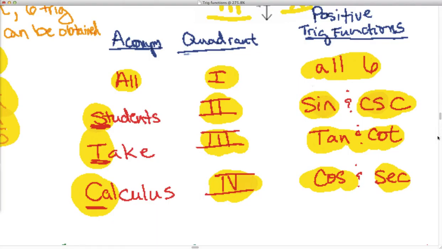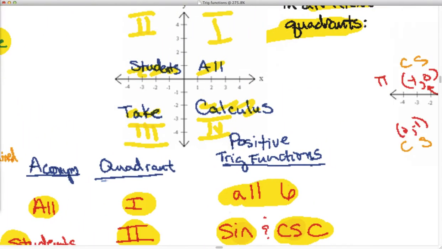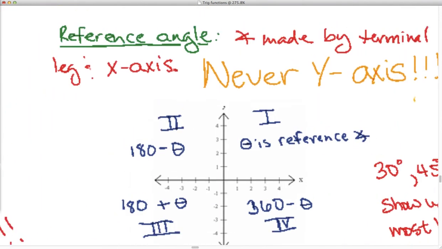Okay, all students take calculus. Tells you what trig function is positive in what quadrant. Okay. Then we should talk about a reference angle.